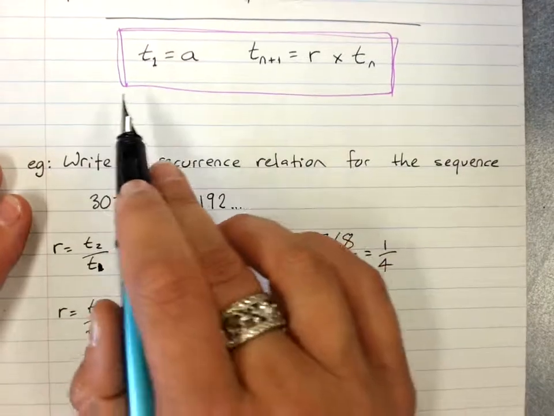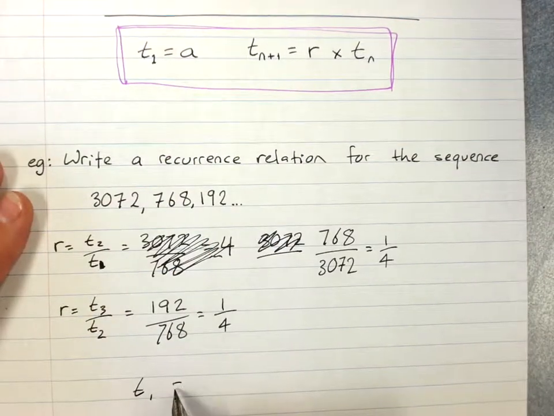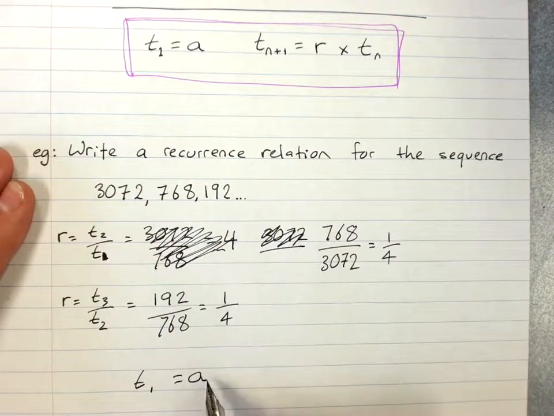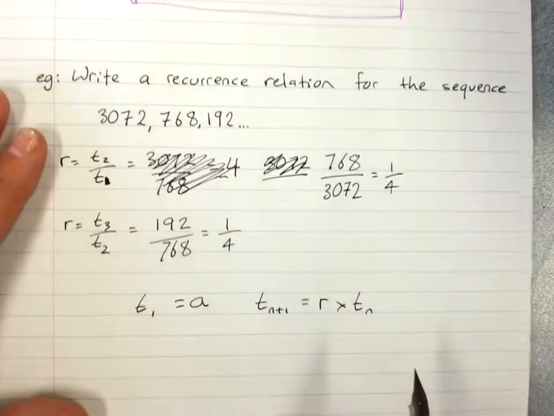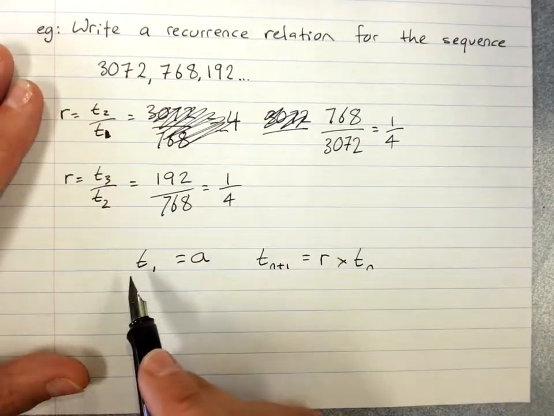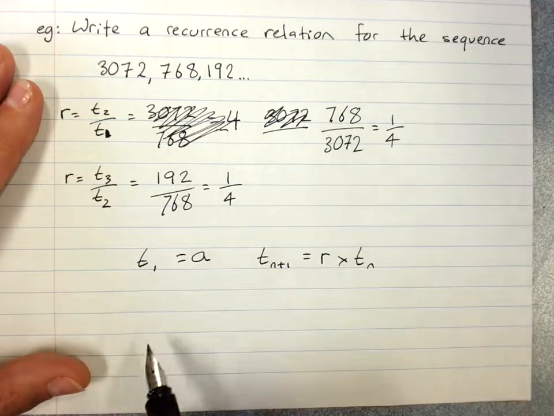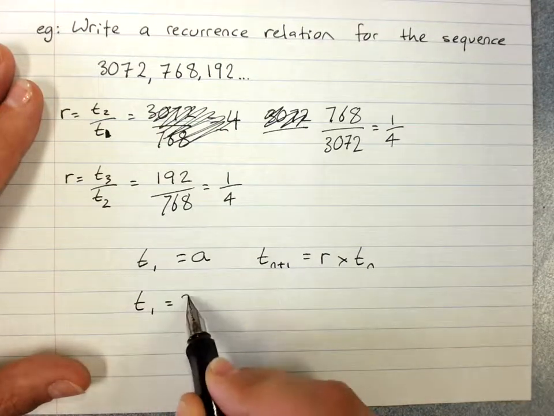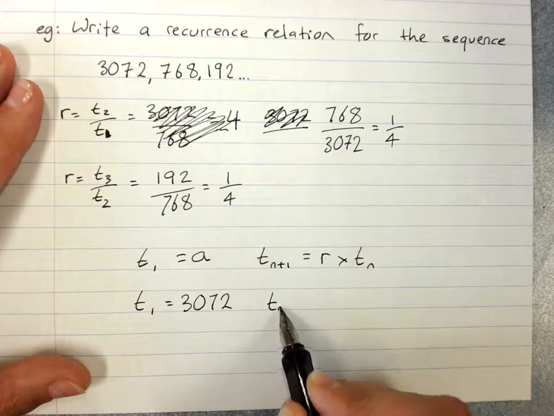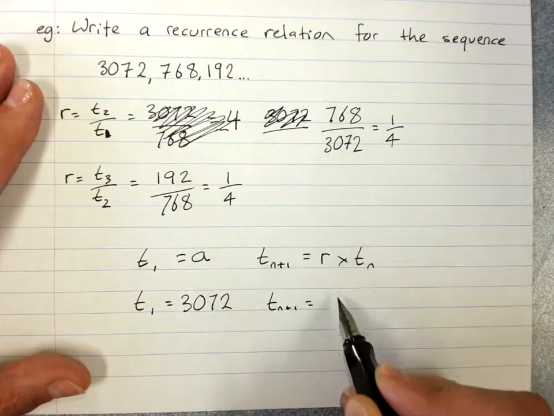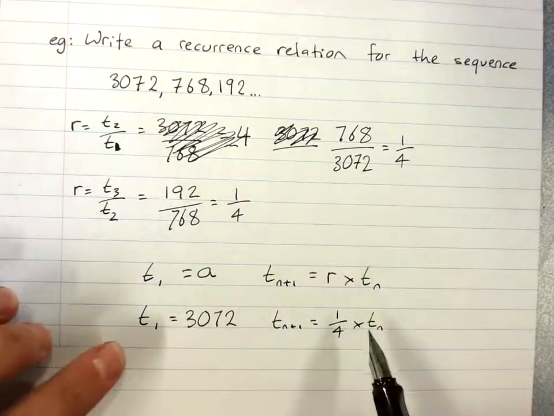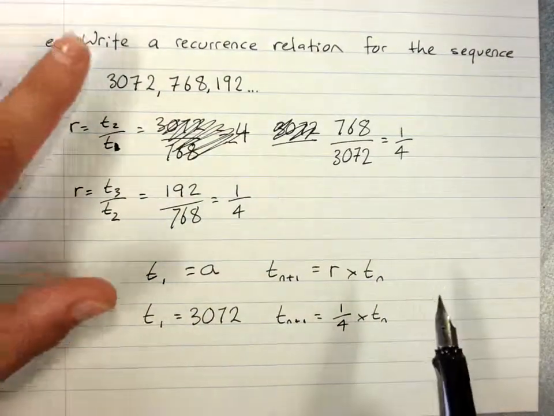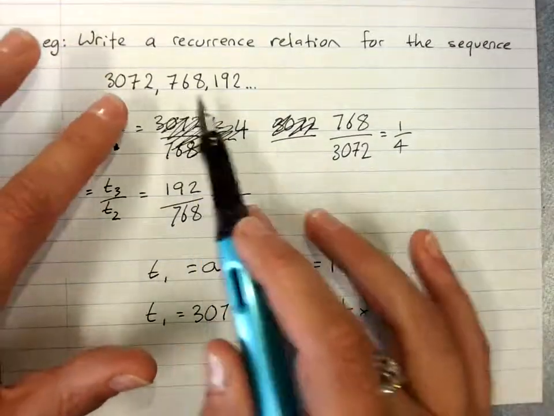You write the form. T1 equals A. Tn plus 1 equals R times Tn. And then we substitute in our first term and our ratio. T1 is 3072. Tn plus 1 is 1/4 times Tn. So you're just substituting in to make the rule for this recurrence relationship of a geometric sequence.